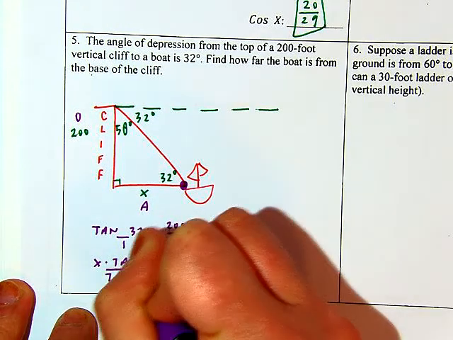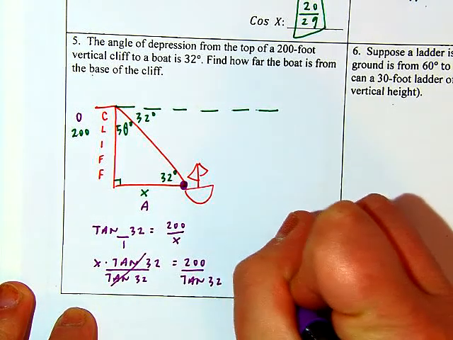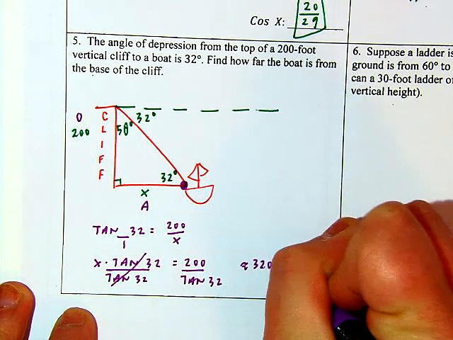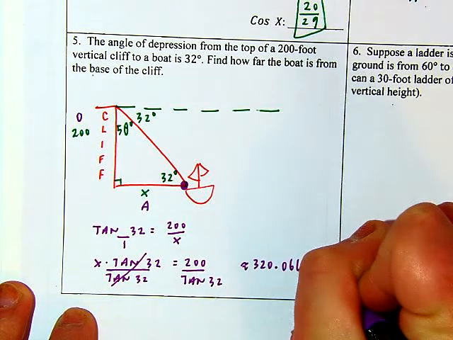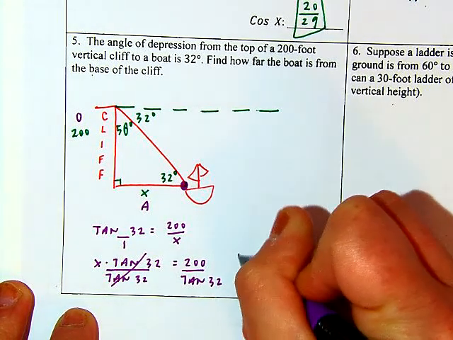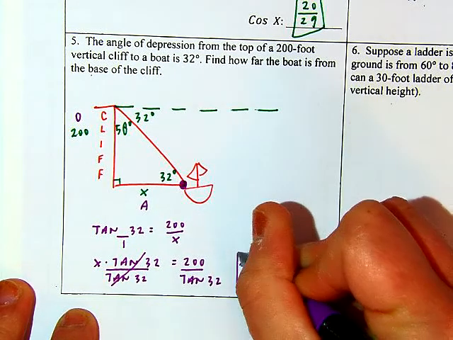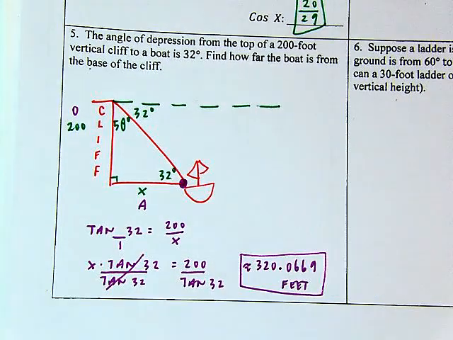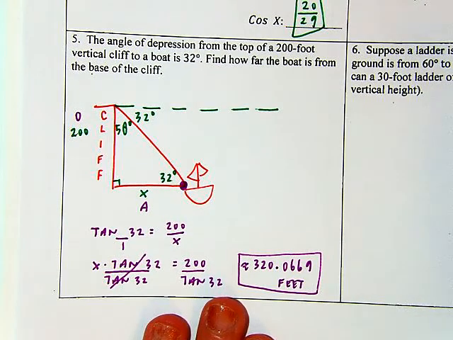And then what do I end up with? I end up with 320.0669 feet. All right, so I wanted to give you a little bit more practice with what happens when I give you an angle of depression.